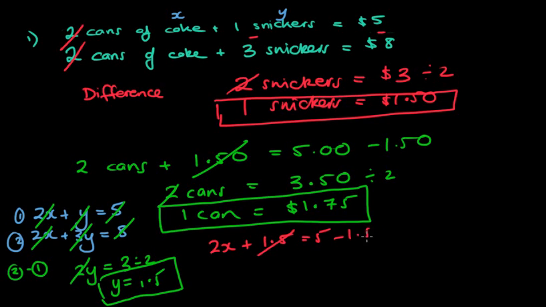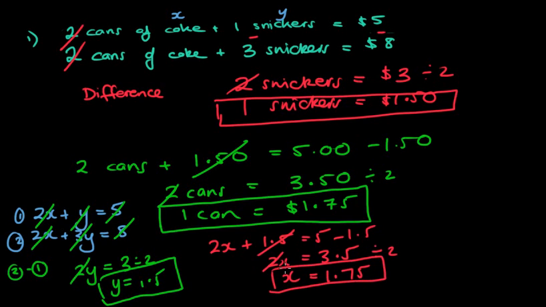Take the 1.5 away, 2x equals 3.5, halve it, we get 1.75, and look, that's what we had there, $1.75. So I found my x and my y values through what we call elimination. Okay, it can get a little bit confusing. We're going to look at a couple of questions now.